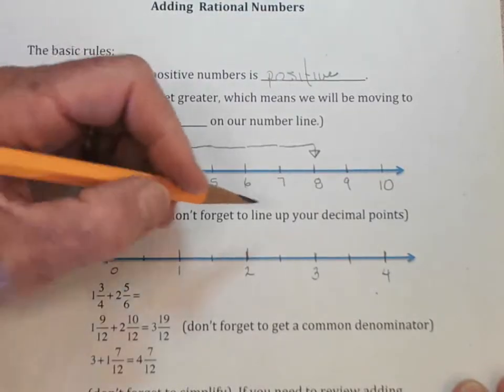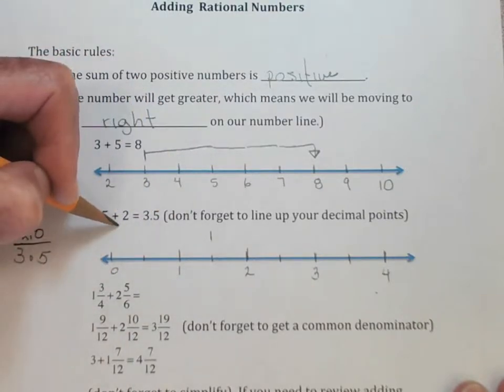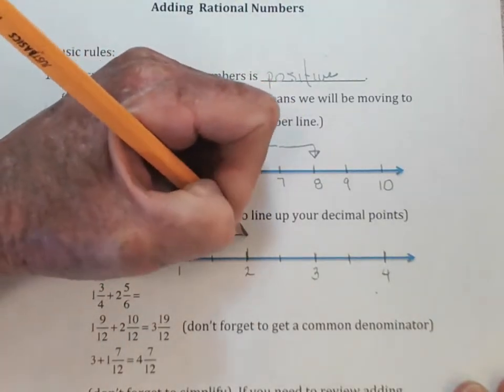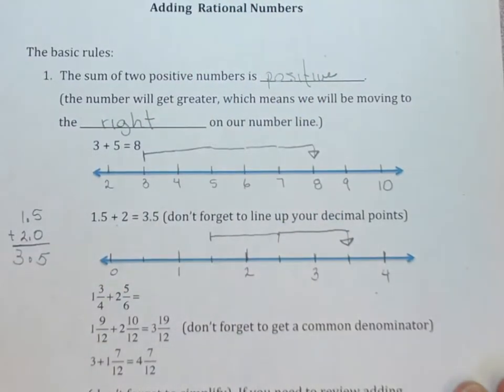So if we do that on our number line, we're going to start at 1.5 and we're going to go 2 units to the right. 1, 2, which gets us to 3.5.